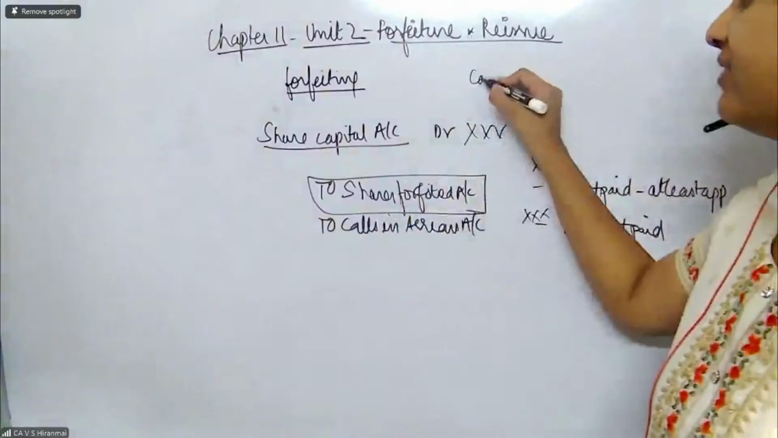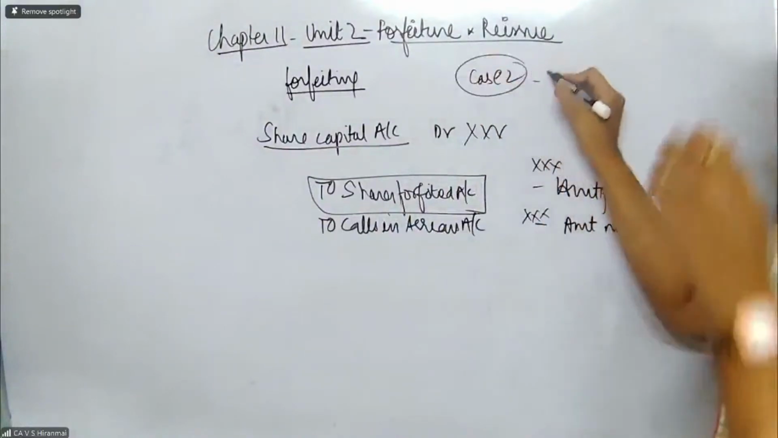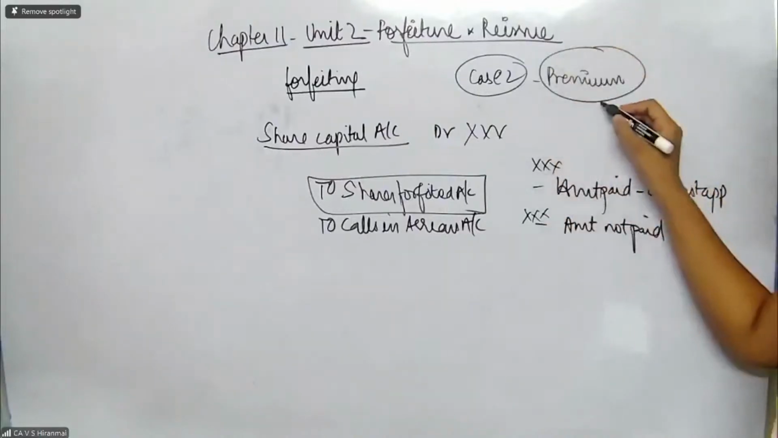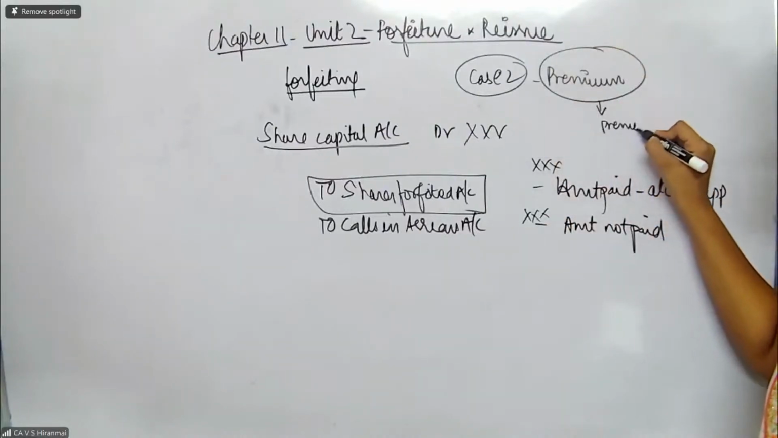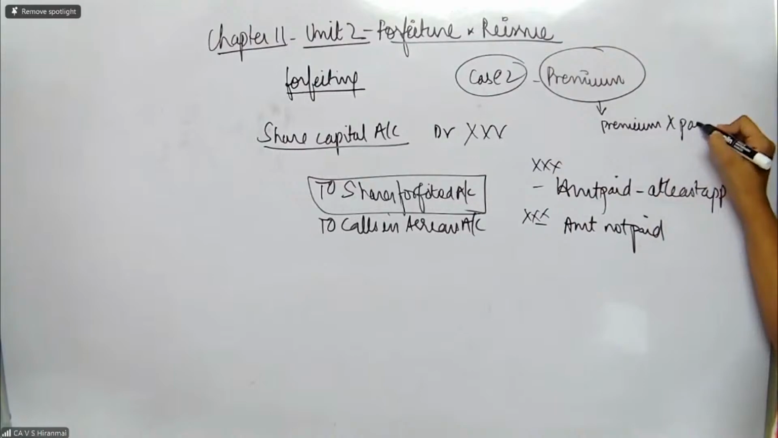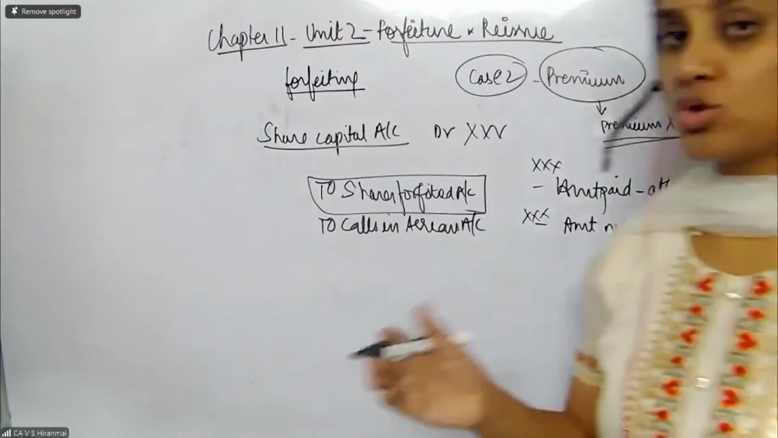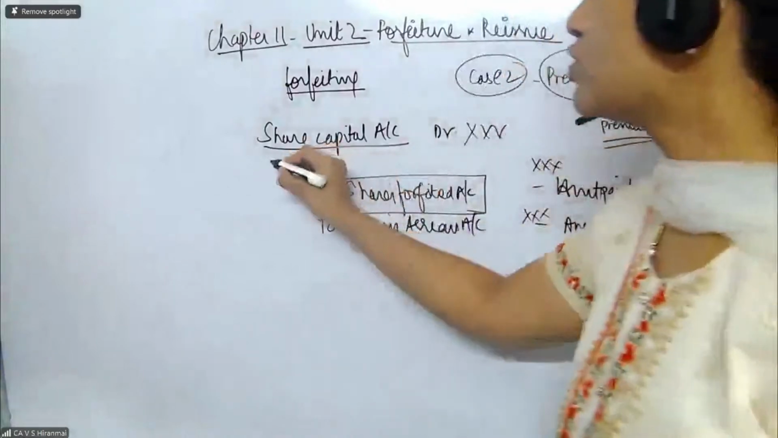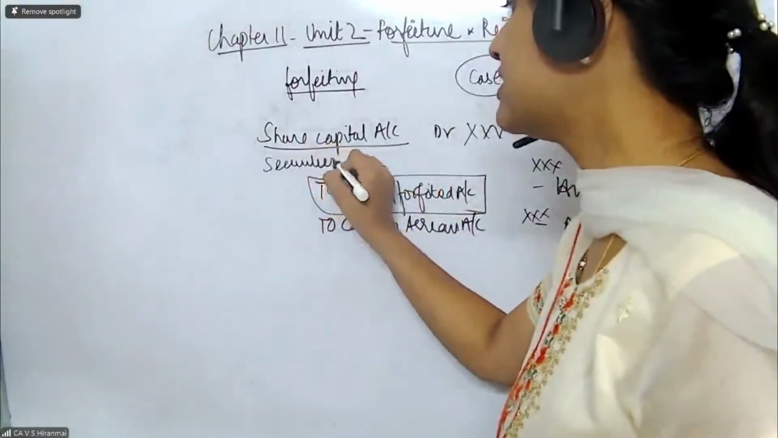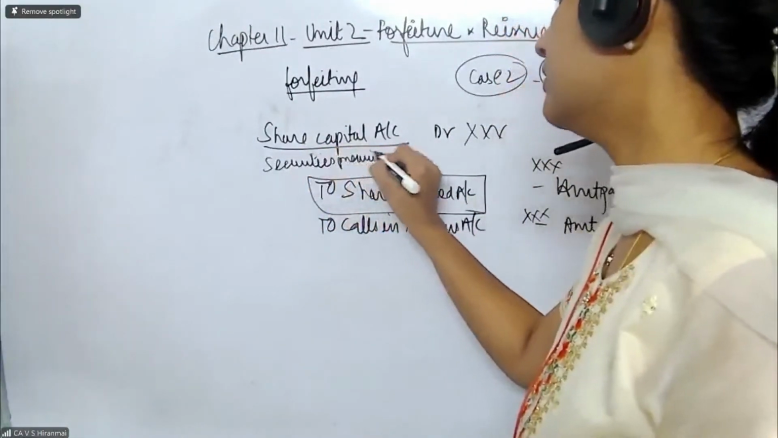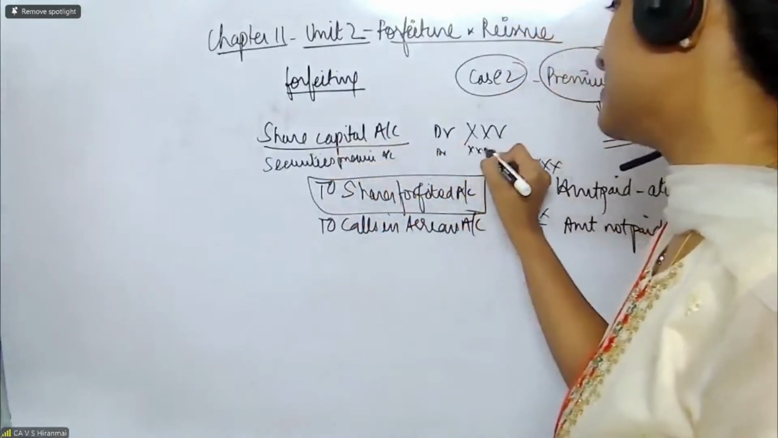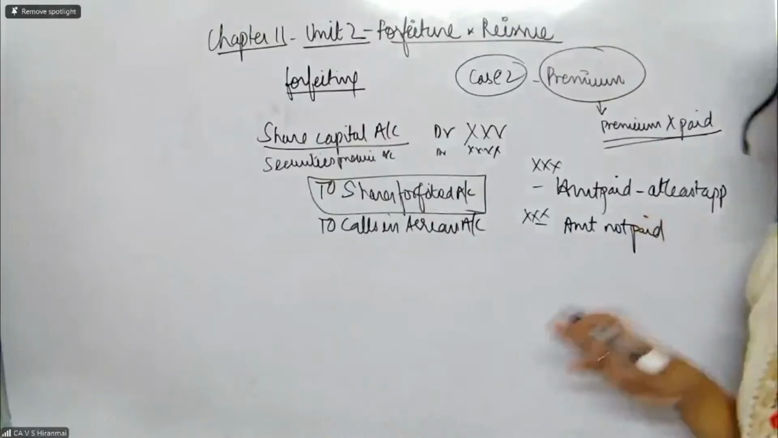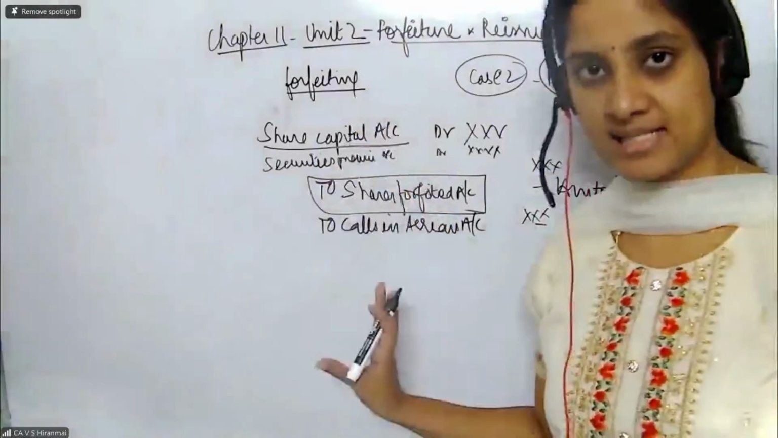But here I can have case 2 also. What is case 2? The shares are issued at a premium, and the premium amount is not paid. When the premium amount is not paid, that is also like a loss to the company. The only difference is you should show the securities premium on the debit side as well. Clear? You should show the securities premium on the debit side as well. As simple as this. Clear?